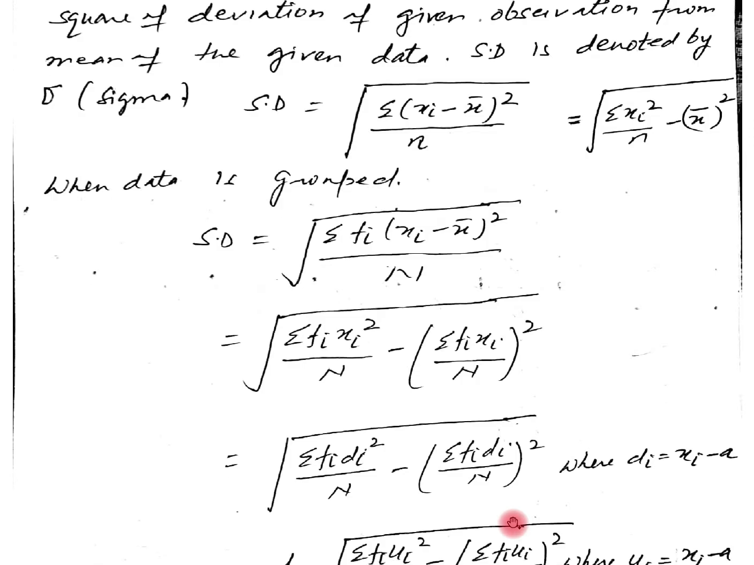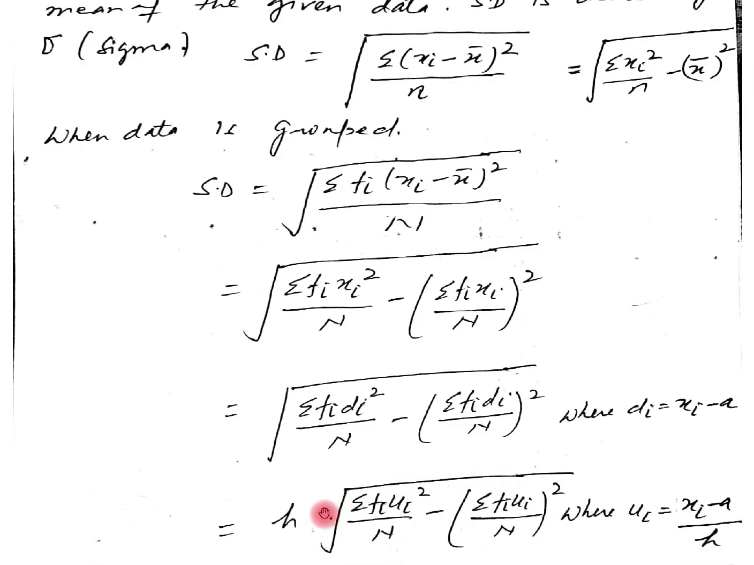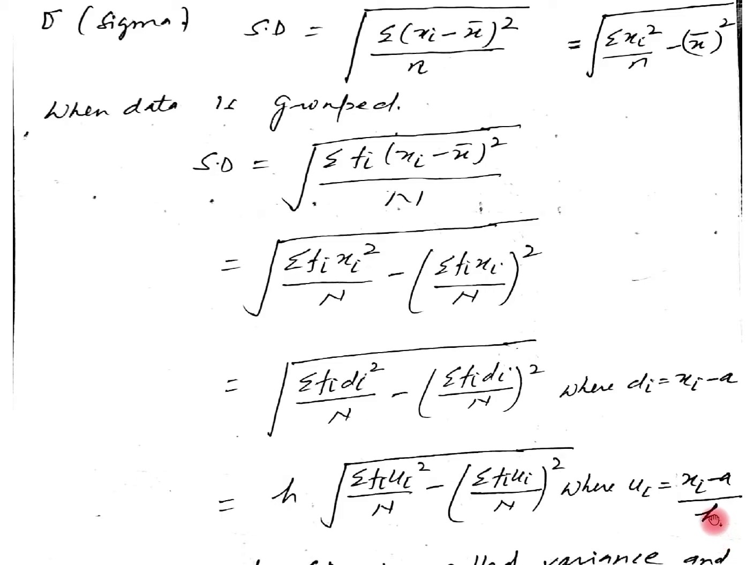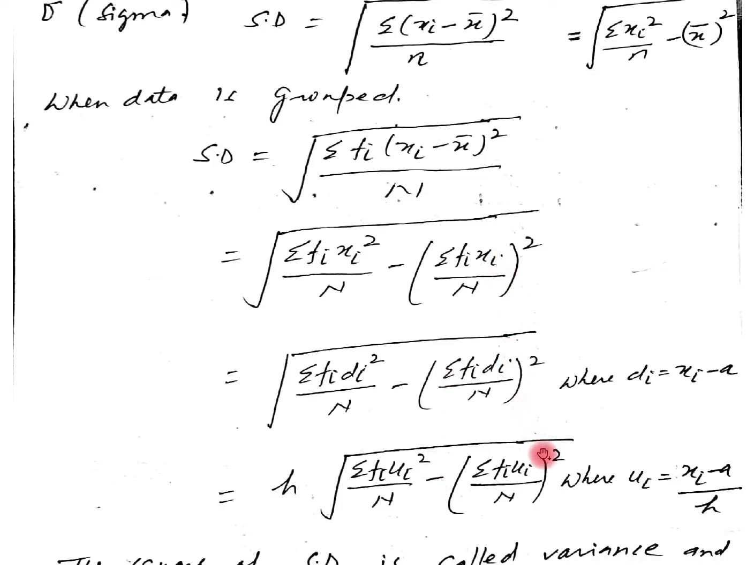And again, you can use the step deviation method, only by replacing xi by ui equal to (xi minus a) upon h, as we have done in the case of step deviation in calculating the mean. Again, the result will remain the same. It will be h times the positive square root of sigma fi ui square upon n minus (sigma fi ui upon n) whole square. These are the different results to find the standard deviation. For grouped data, we can use any result to find the standard deviation.